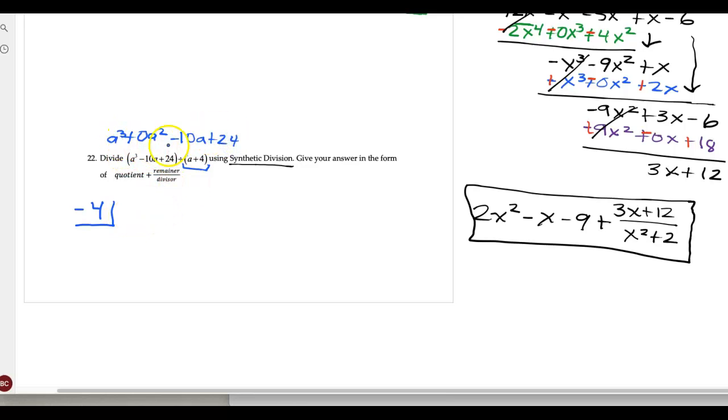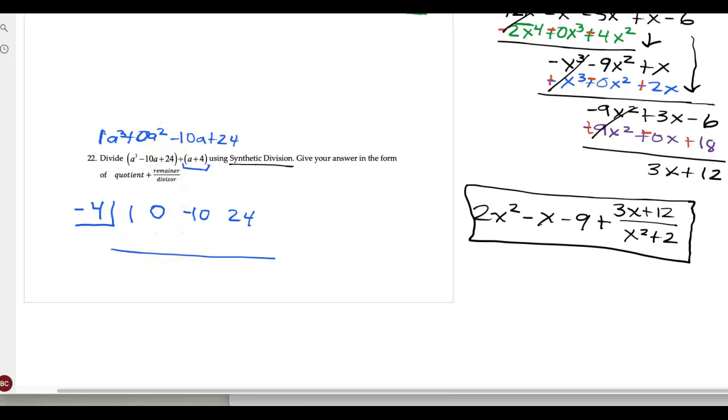Okay, but when I'm writing this down in synthetic, we're not using any of the variables. We're just using the coefficients here. So the coefficient on that first one is a 1. My second coefficient is a 0, a little placeholder there that I need. Then I have a negative 10, and then I have a 24. Okay, then I leave a space above and below this line here, because that's where I'm going to be putting my work and my answer.